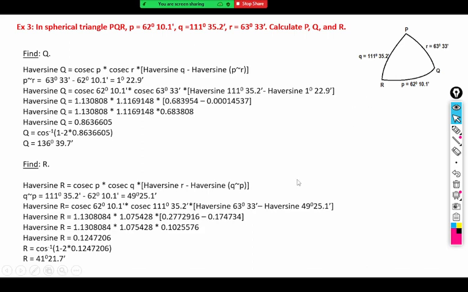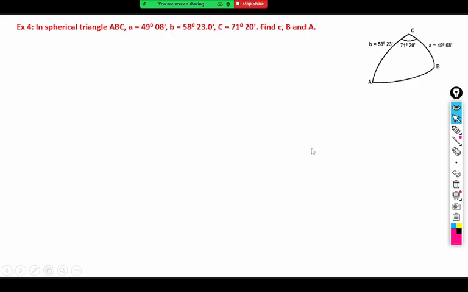And the last example of this type, where we are given side, angle and side, and we have to find out the remaining 3 components. This question also can be done by the cosine formula. You can do it without Haversine. That is your choice. If you want to use Haversine, yes, you can do it this way.